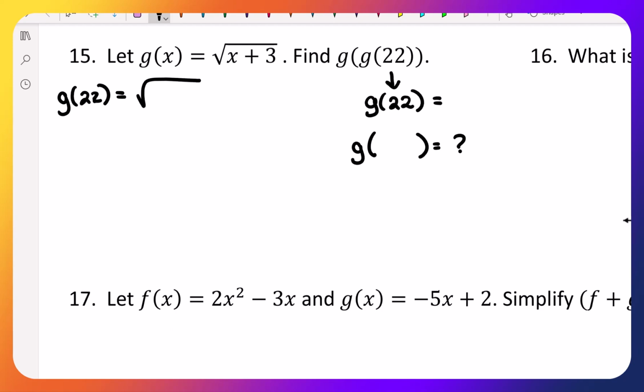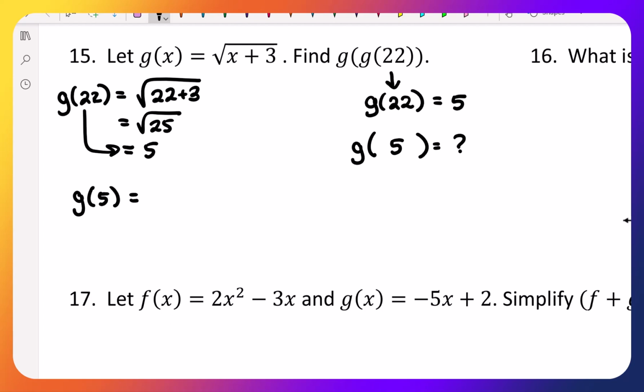So all you have to do is replace x with 22, do a little bit of math here. So that's 25, square root of 25 is 5. So G of 22 is 5. So instead of me writing G of 22 here, I'm going to put 5. So that's the composition. So I'm going to do it again, but I'm going to plug in a 5.